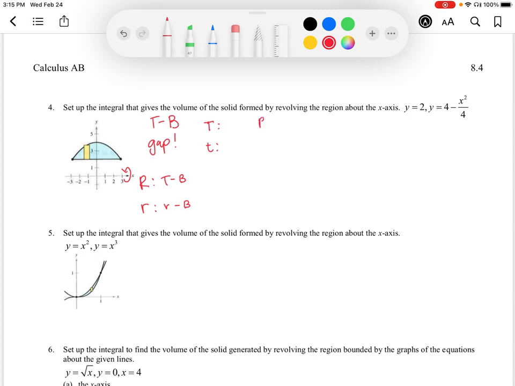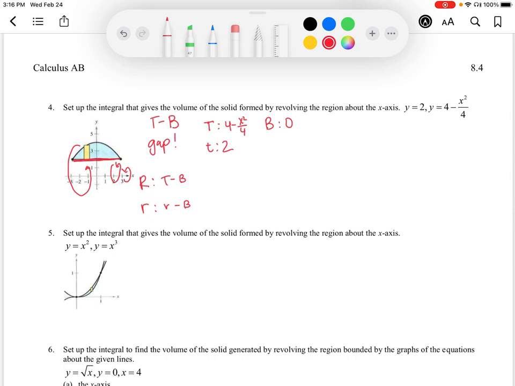And in this case, our bottom is just 0 because it's the x-axis. So the big top is our quadratic, so that's going to be that 4 minus x squared over 4. And our little top right here, because we're basically taking the big revolution and then the smaller revolution, is that 2. So it's just 2.